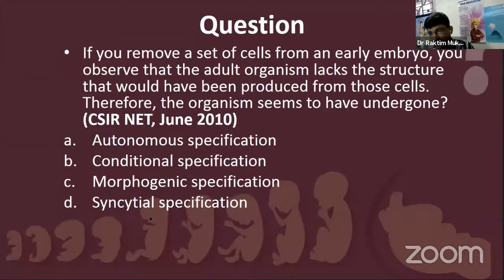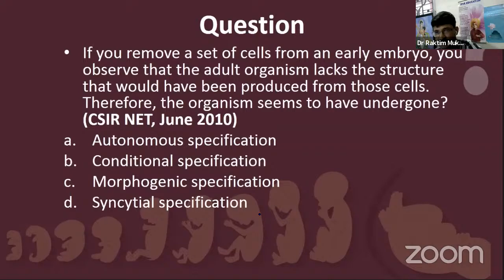Some of the questions based on specification, just to give you an idea of how questions on this topic are asked. If you remove a set of cells from an early embryo and observe that the adult organism lacks the structure that would have been produced from these cells, therefore the organism seems to have undergone which of the following: autonomous specification, conditional specification, morphogenic specification, or syncytial specification.